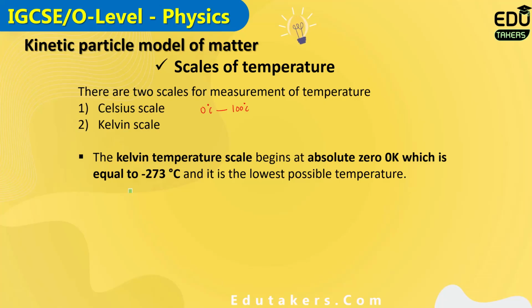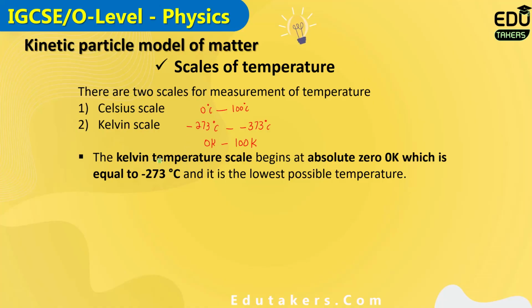But the Kelvin scale starts from the minimum temperature, which is minus 273 degrees C, and it ends at minus 373 degrees C. The Kelvin scale starts from 0 Kelvin and it ends at 100 Kelvin. Now the second thing that I write here, for the Kelvin scale, it starts from minus 273 degrees C and ends at minus 373 degrees C. Both of these are basically for the Kelvin scale.